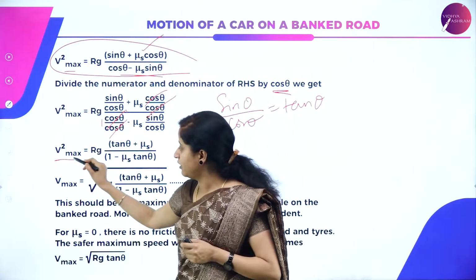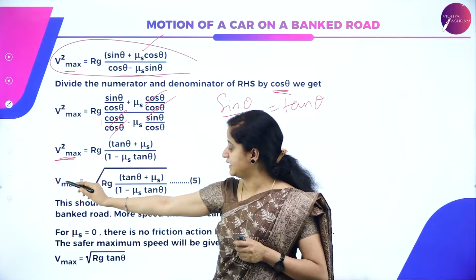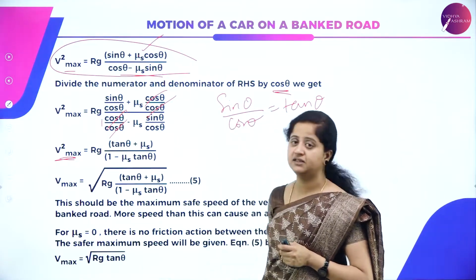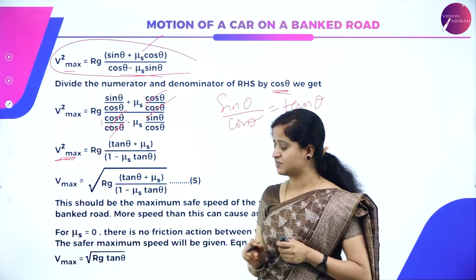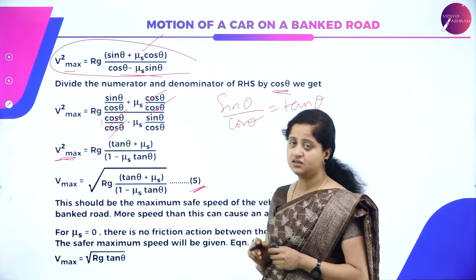We need only the velocity term. We have v square here. So let us simplify this by writing a square root, that is v max is equal to square root of this whole term, that is rg into (tan theta plus mu s) divided by (1 minus mu s tan theta), and that is equation 5.